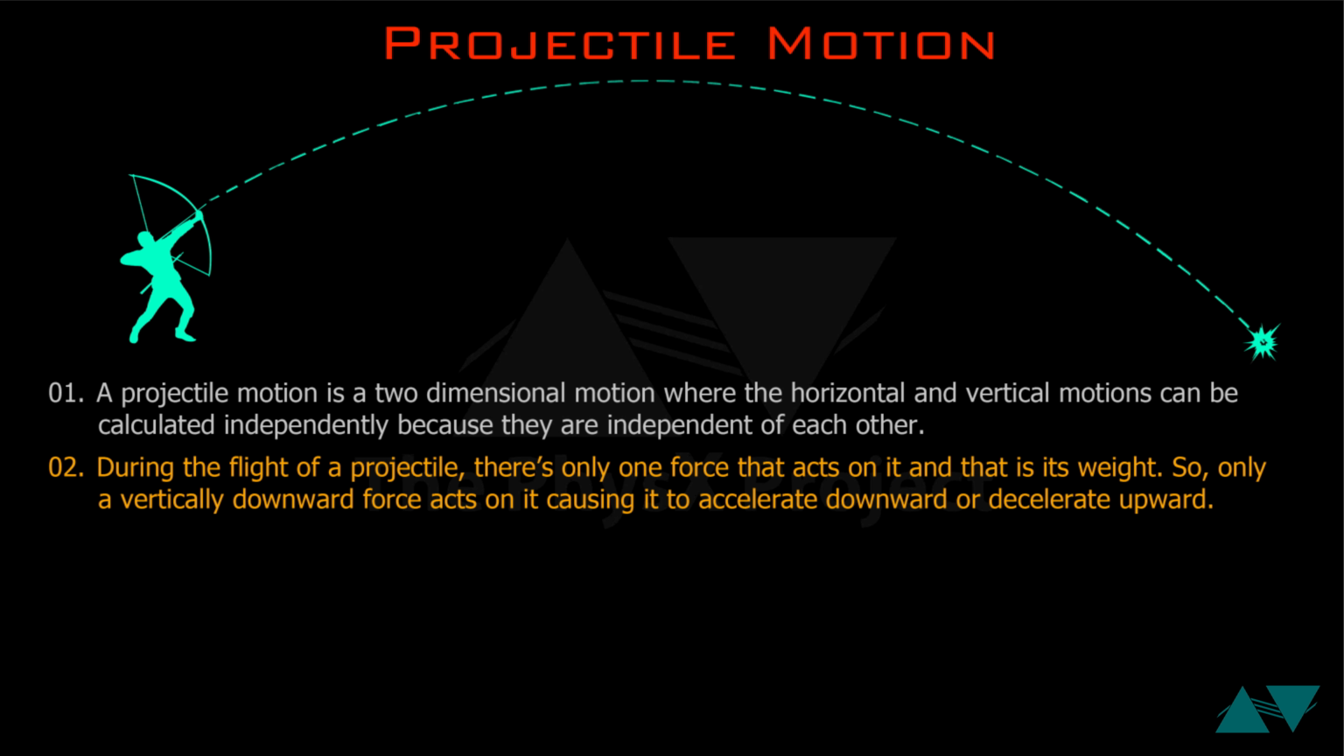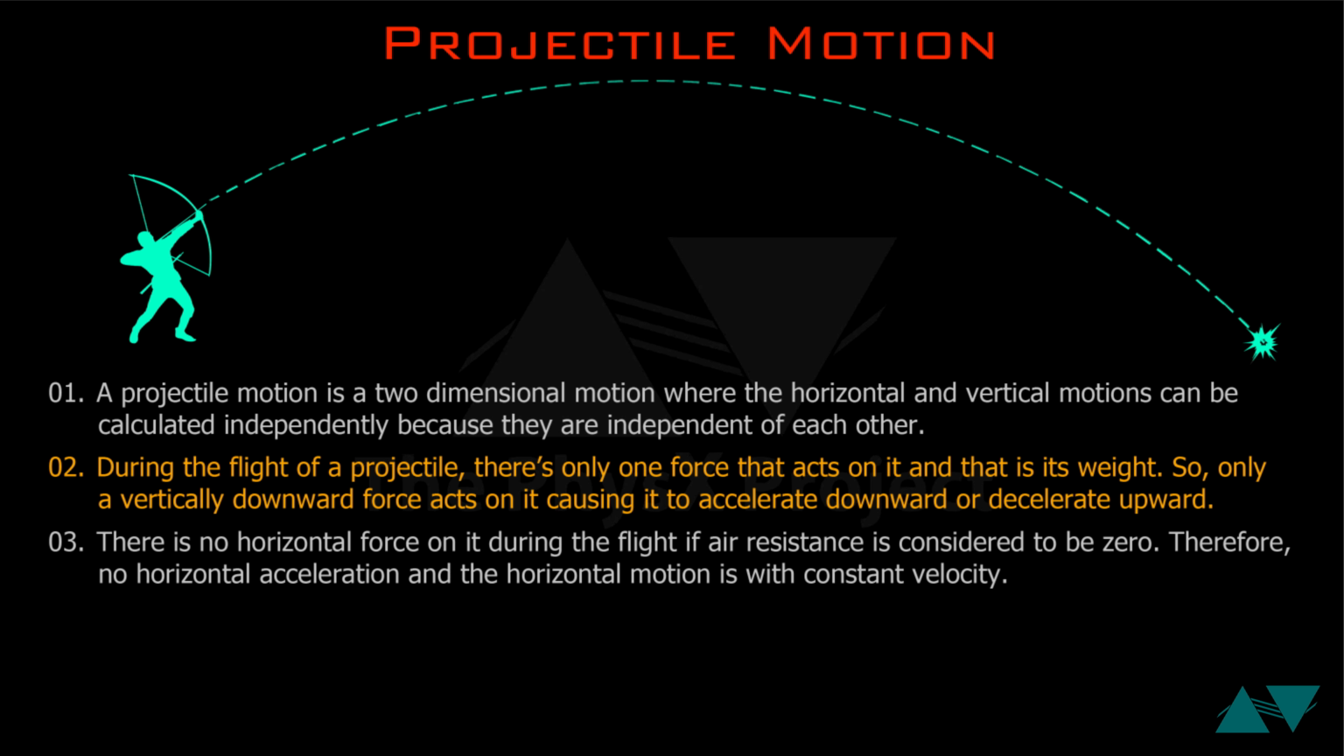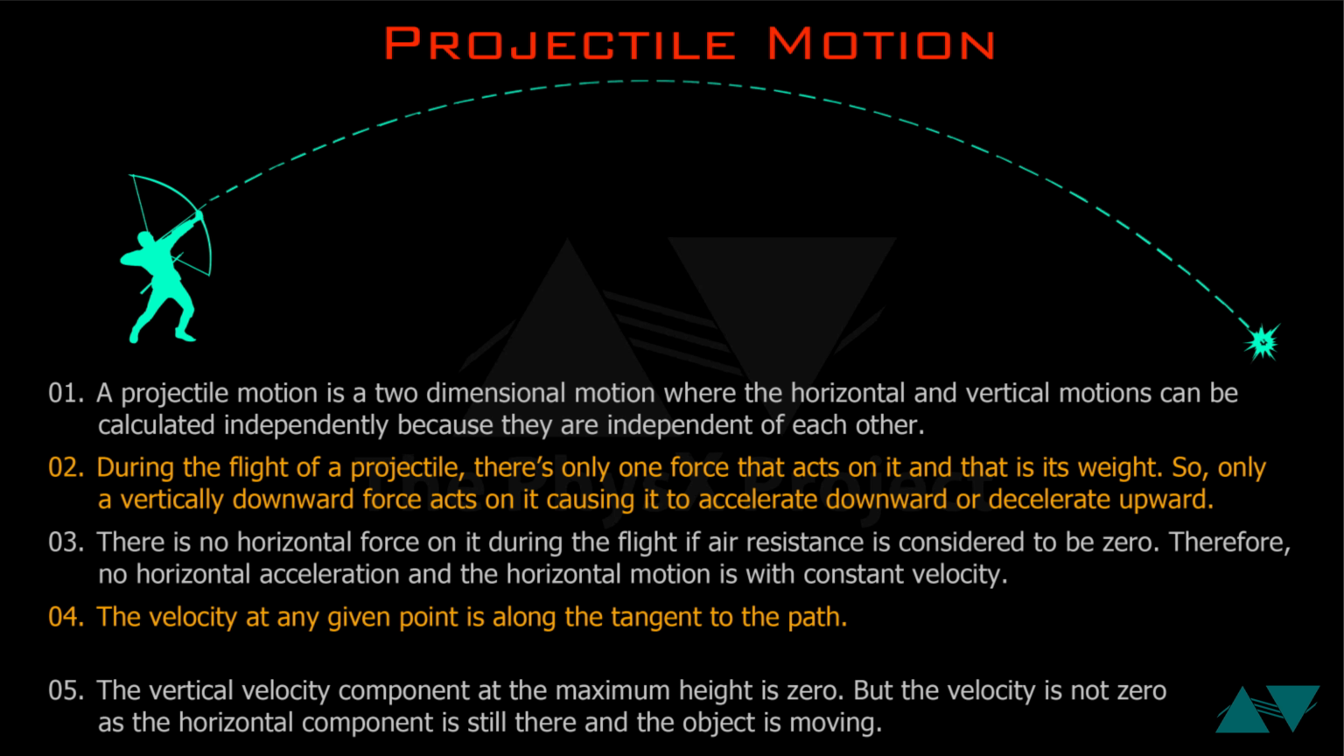During the flight of a projectile, there is only one force that acts on it, and that is its weight. So only a vertically downward force acts on it, causing it to accelerate downward or decelerate upward. There is no horizontal force on it during the flight if air resistance is considered to be zero. Therefore, no horizontal acceleration, and the horizontal motion is with constant velocity. The velocity at any given point is along the tangent to the path. The vertical velocity component at the maximum height is zero, but the velocity is not zero as the horizontal component is still there and the object is moving.